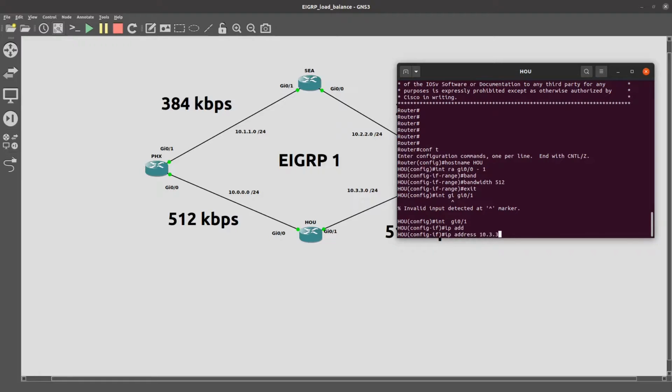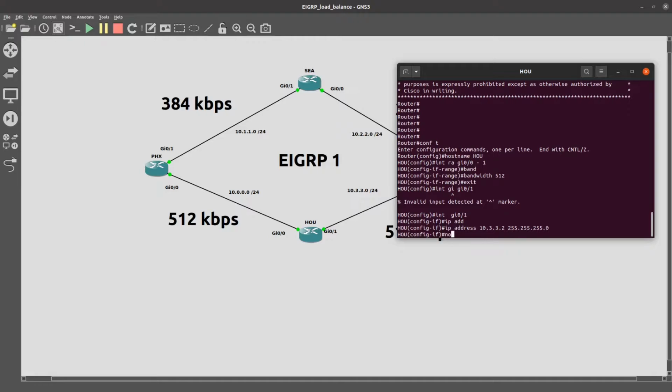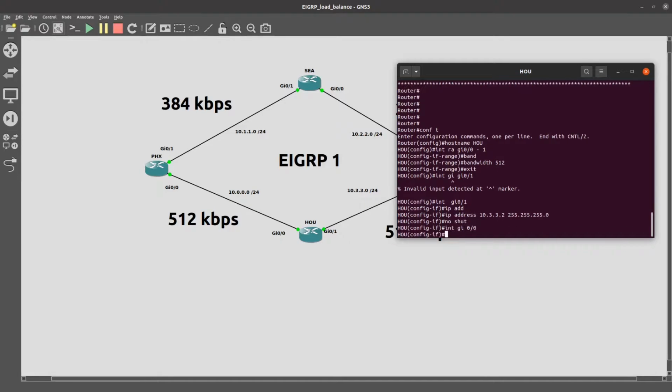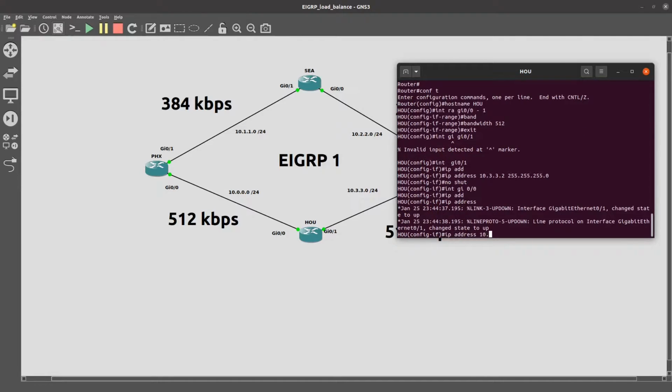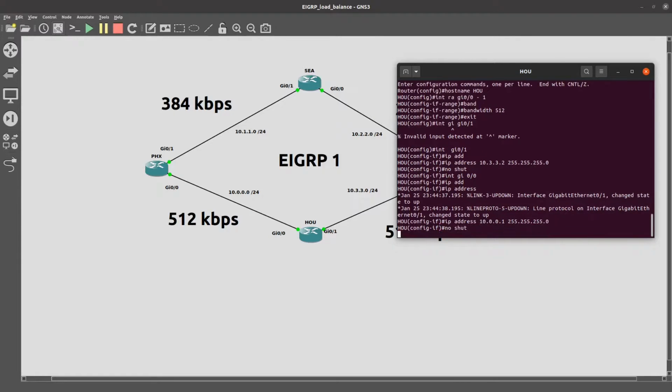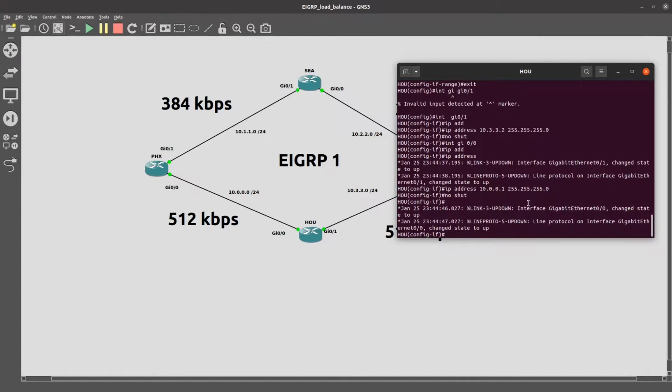IP address 10.3.2/24, no shut. We'll go into gig 0/0, IP address 10.0.0.1/24, no shut. Alright, let me slow down for a second. All we did right now is change the bandwidth of gig 0/1 and 0/0 to 512. And we're doing this to make the routes coming from Houston look more preferred than the routes coming from the Seattle router. That's why we're changing the bandwidth.